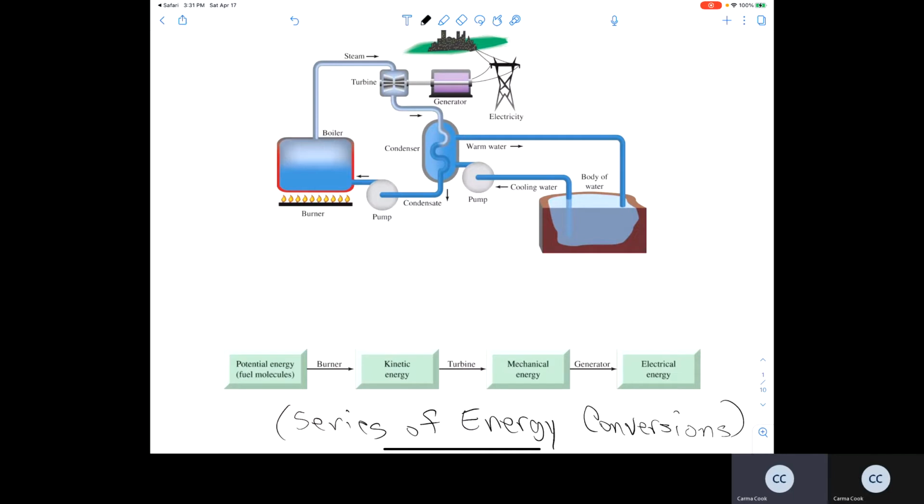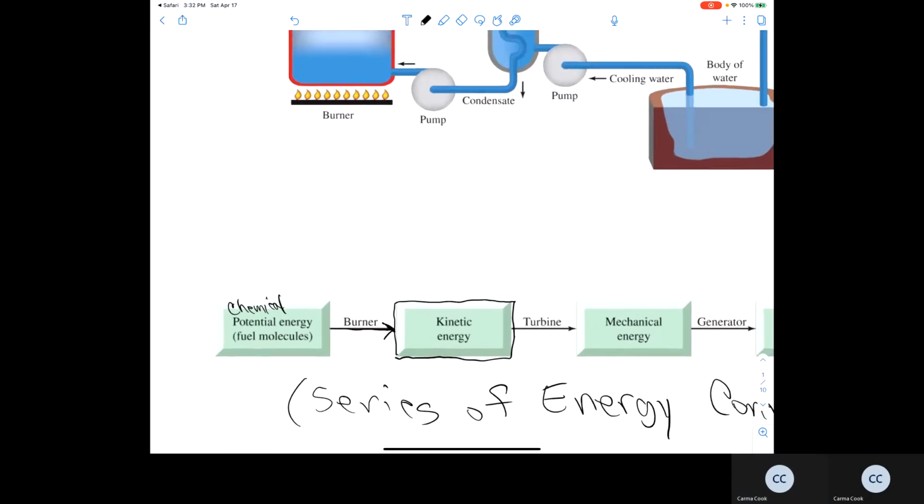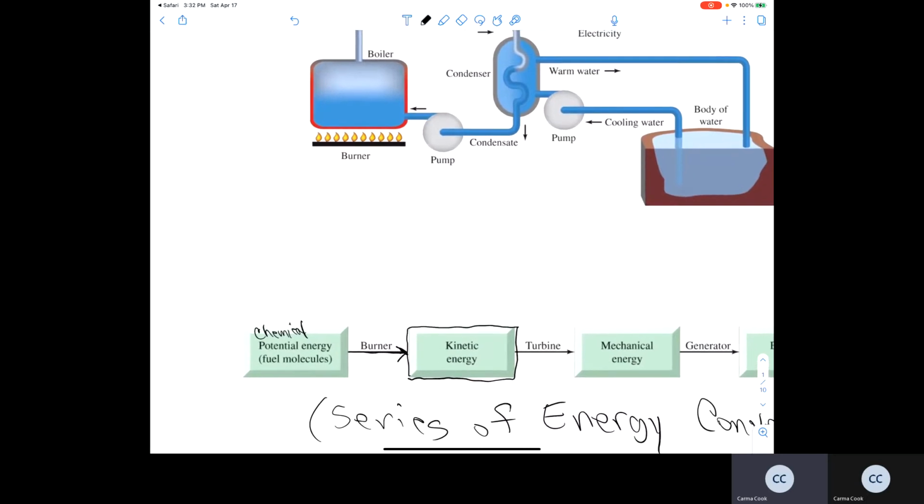And so therefore, the potential energy that's stored in the bonds of the fuel, which is our main reactant, that is stored chemical potential energy in those fuel molecules. Well, that stored chemical potential energy in those fuel molecules, when it's placed in the burner and combusted, that stored chemical potential energy is converted into kinetic energy. So how is that true?